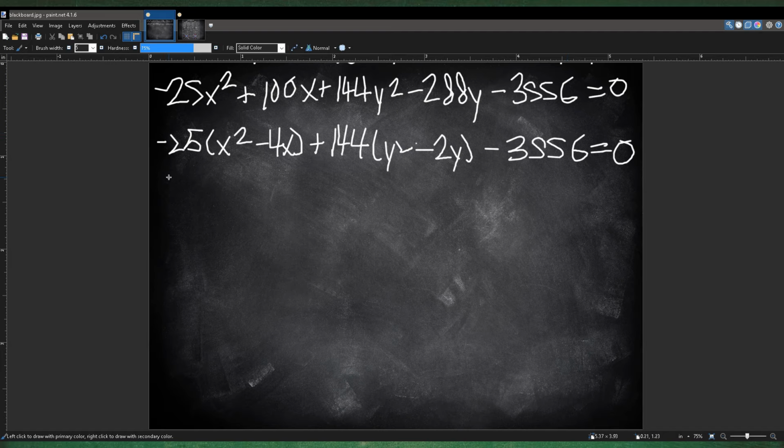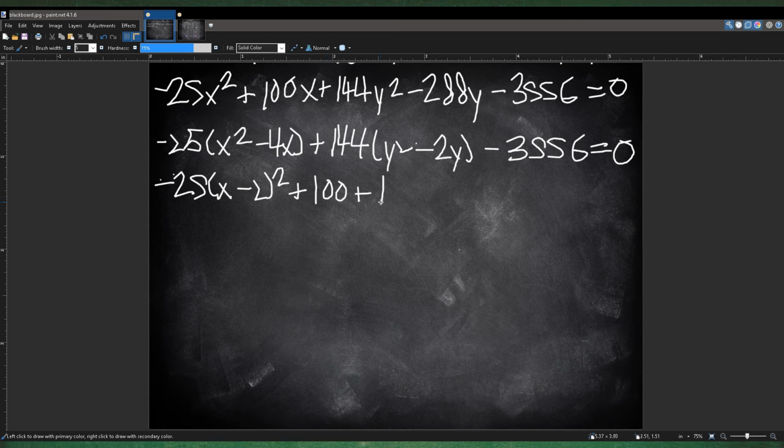And now you do the number again, so that's negative 25. So negative 4 divided by 2 is negative 2, so x minus 2 squared. So that gets an x squared term, minus 4x. That's a plus 4. So multiply this, it's negative 100, so you got to add that 100, so you get the same term.